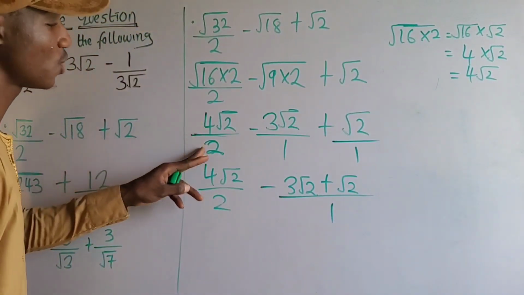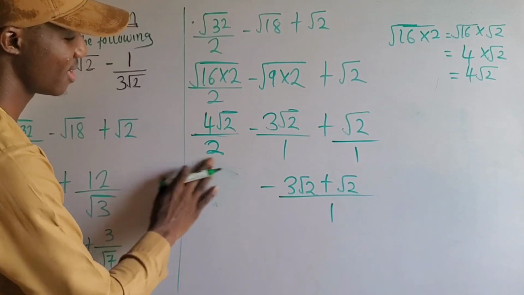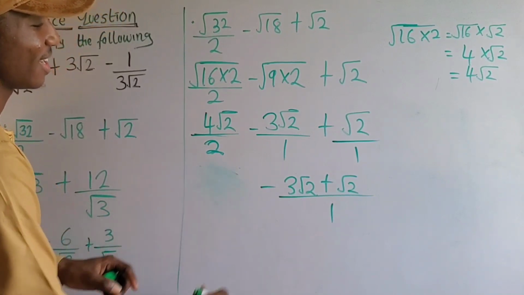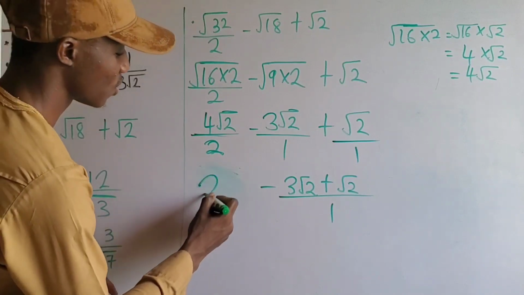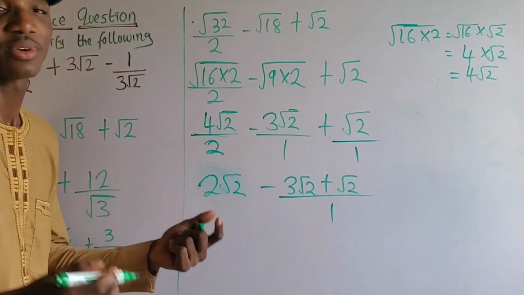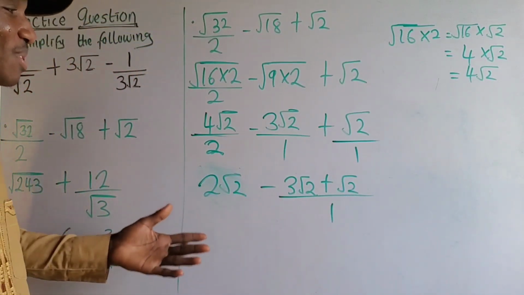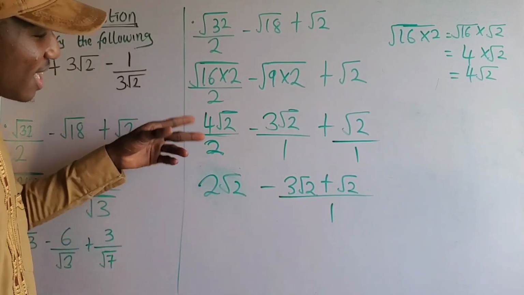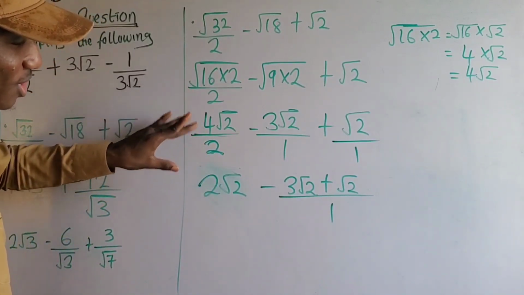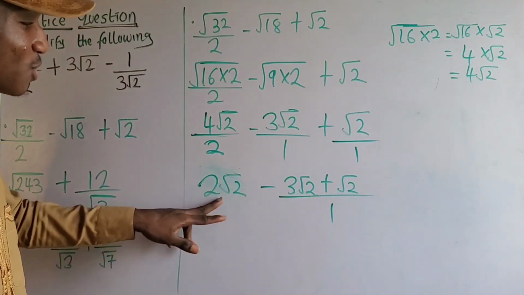4 divided by 2 will give us 2, so I'm going to have 2 root 2. Even without taking the LCM, you can actually simplify it. Yes, you can simplify it without taking the LCM. 4 divided by 2 will give us 2. So I have 2 root 2 here.